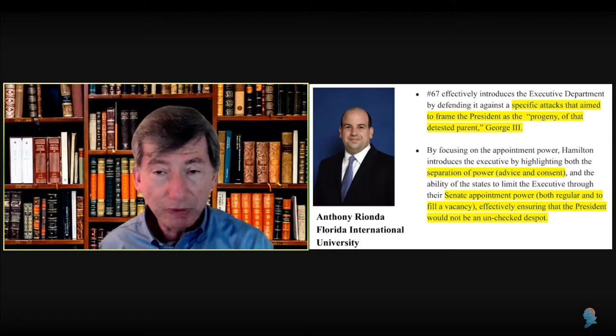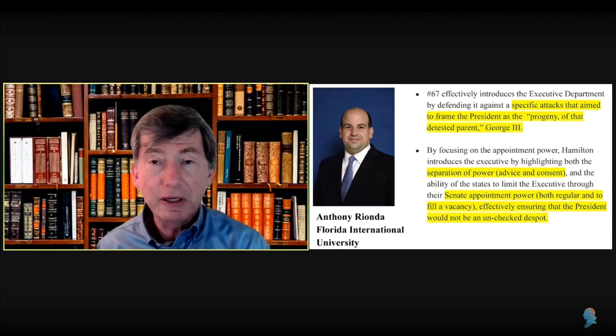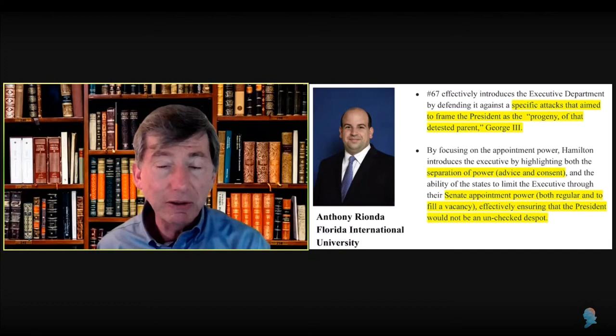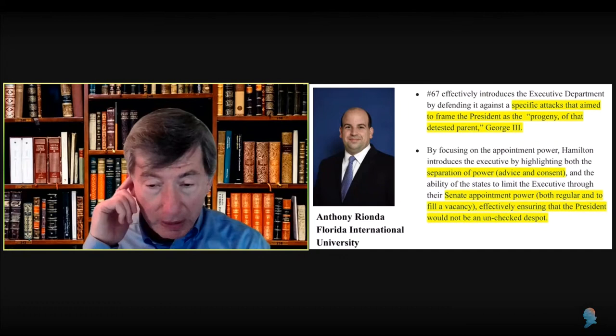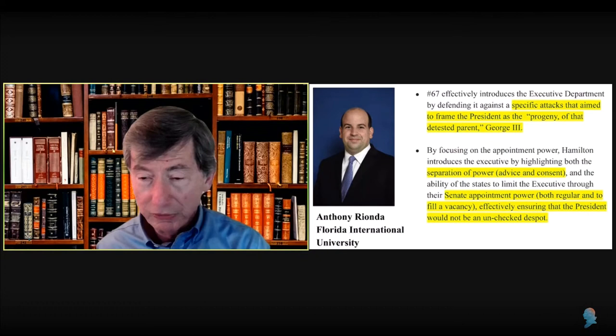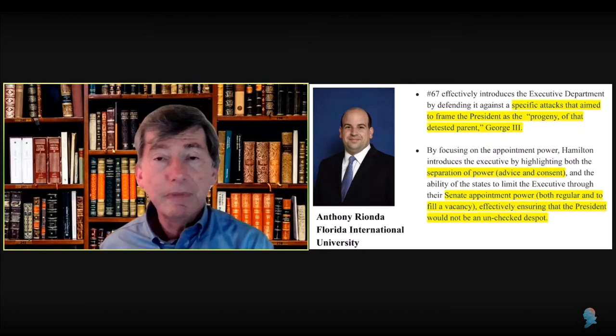And that's why the first slide talked about in this essay, the difficulty they had in, on the one hand, giving sufficient energy, and on the other hand, making sure the president could not get out of hand. They were well aware of Caesar crossing the Rubicon, and they did everything they could to avoid that situation. So he mentions, Anthony does, by focusing on the appointment power, Hamilton introduces the executive by highlighting both separation of powers, advice and consent. That is, remember, they had gone back and forth in the convention to whom to give the power of appointment.